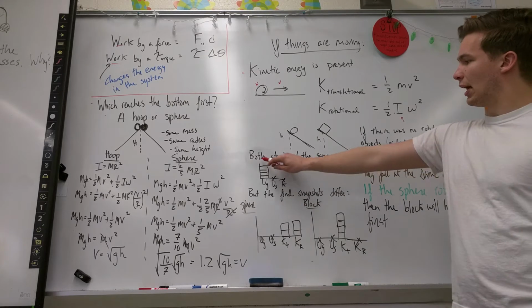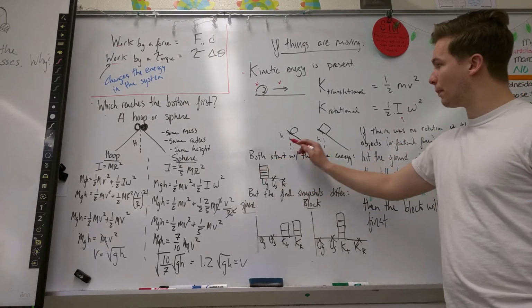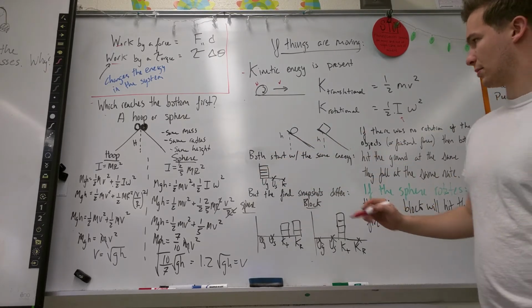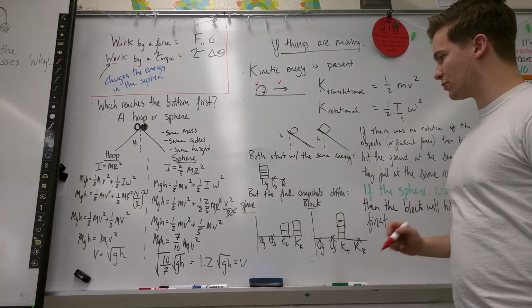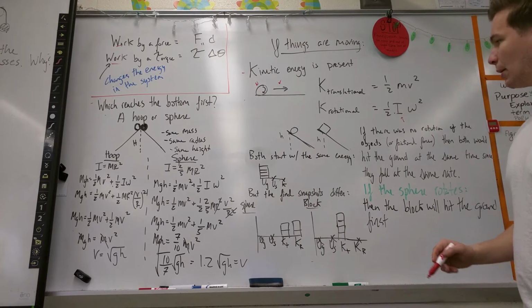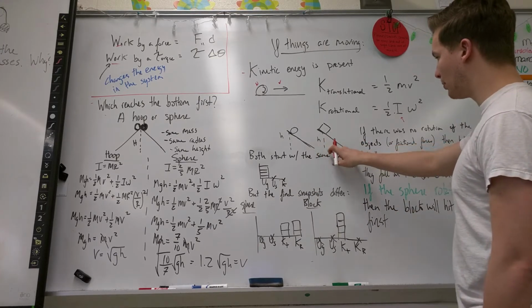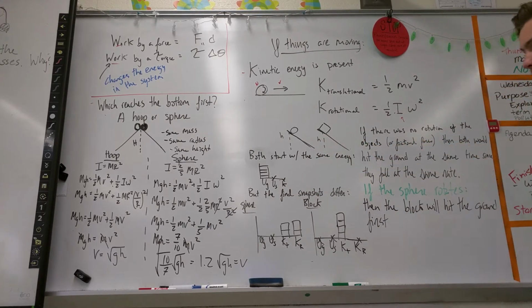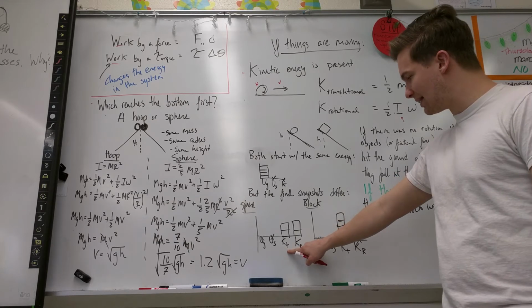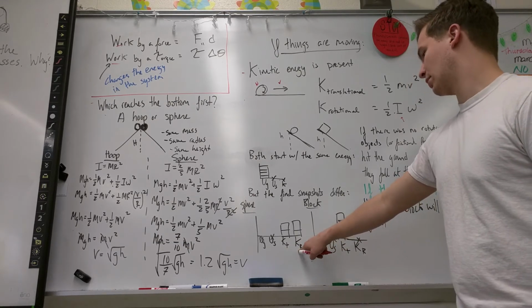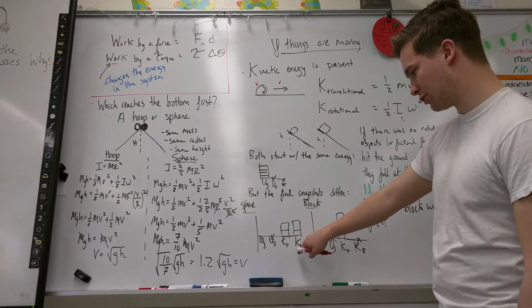This is the initial snapshot for both of the objects. When it starts out, all of the energy is in gravitational potential energy. There's no spring, there's no kinetic. But when we take our final snapshot, when both of these things are at the ground, here for the sphere, I have translational kinetic energy, KT, and I have rotational kinetic energy, KR.